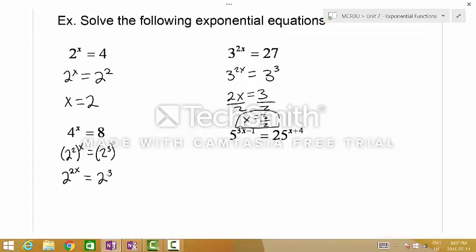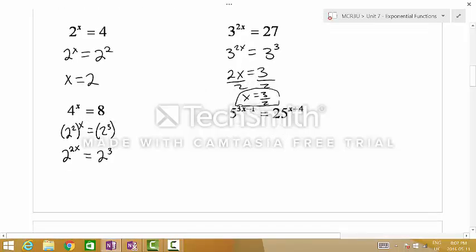On the right-hand side, we have 2 to the power of 3. Again, we're ignoring the bases and just writing the exponents equal to each other. And once we do that, we are solving for x.